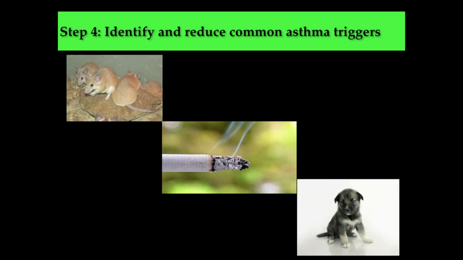Step 4 in creating asthma-friendly schools is to identify and reduce common asthma triggers. Asthma triggers are those things that can start an asthmatic reaction in your airways. Many of these triggers are things that people inhale.